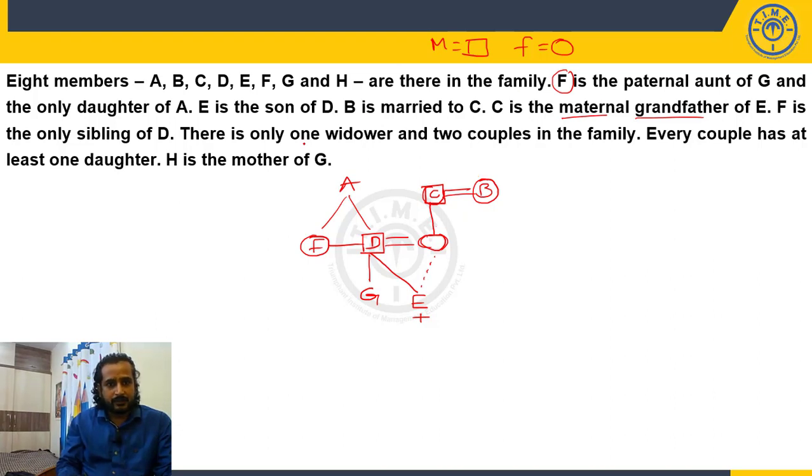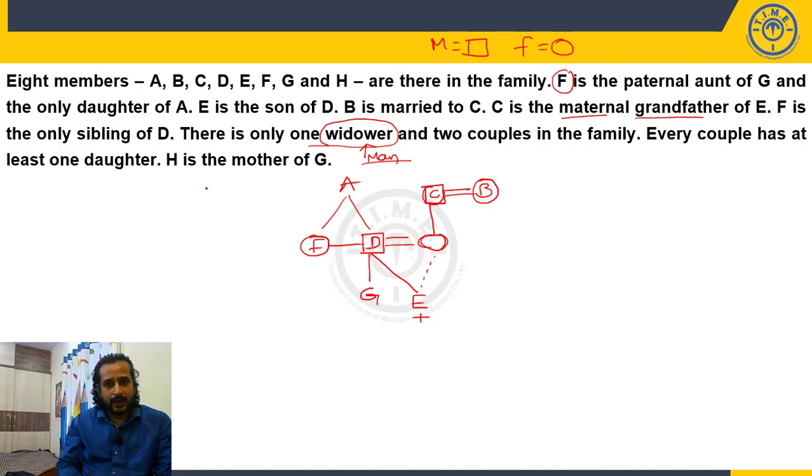And what is given next? There is only one widower and two couples in the family. What do you mean by only one widower? First of all, understand the term widower means we are talking about a man whose wife is dead, or not living. So there is only one widower and two couples in the family.